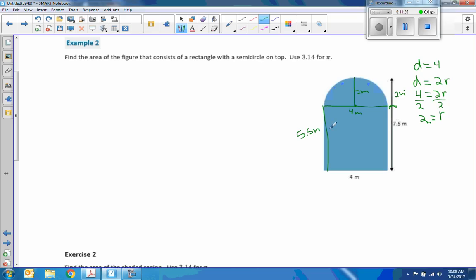So that was a little bit tricky. We had to find the lengths of the rectangle by subtracting the radius. Okay, so that was a little bit tricky there. So now we have diameter 4, radius 2 meters, and we now have a rectangle and a semicircle. So I'm going to find the areas.